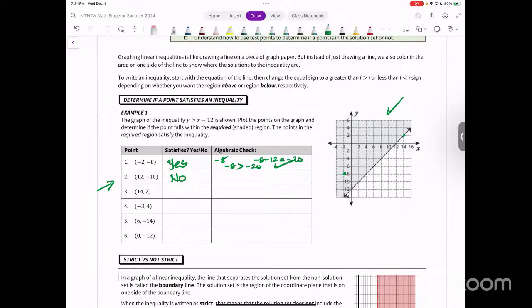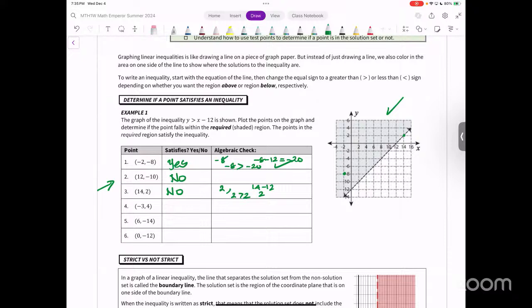So on the line means it is no, because let's double check to verify. My y is 2. My 14 minus 12 is 2. Is 2 greater than 2? No. So it is no.